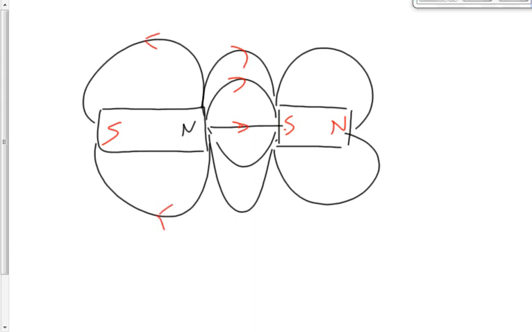Does that make sense? When field lines leave one magnet and go to the next magnet, it means it's going from a north pole to a south pole. When field lines leave one end and they repel the field lines from another end of another magnet, then that means one end is north and the other end is north, or one is south and the other is south. They've got to be like poles. Does that make sense?